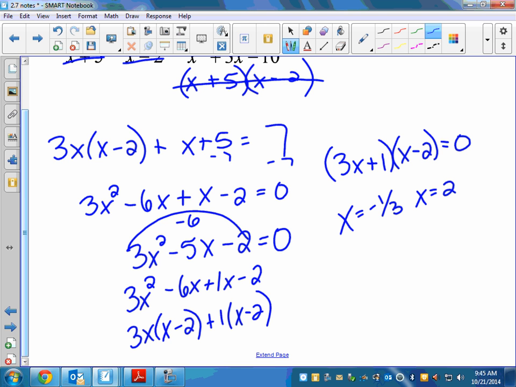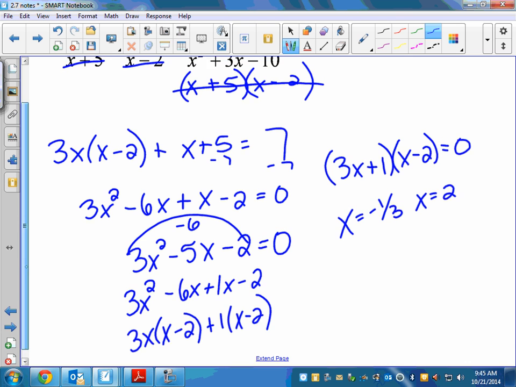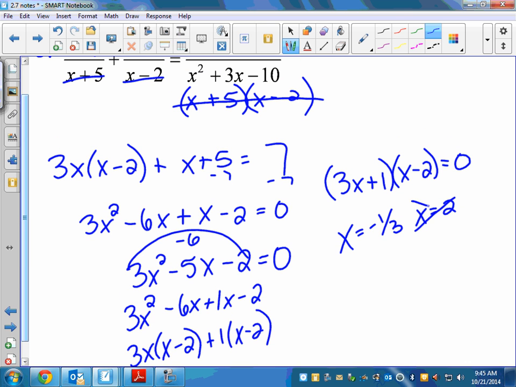So you get so excited to be done with the problem that you forget to check your answers. But you're right, x equals 2 does not work.